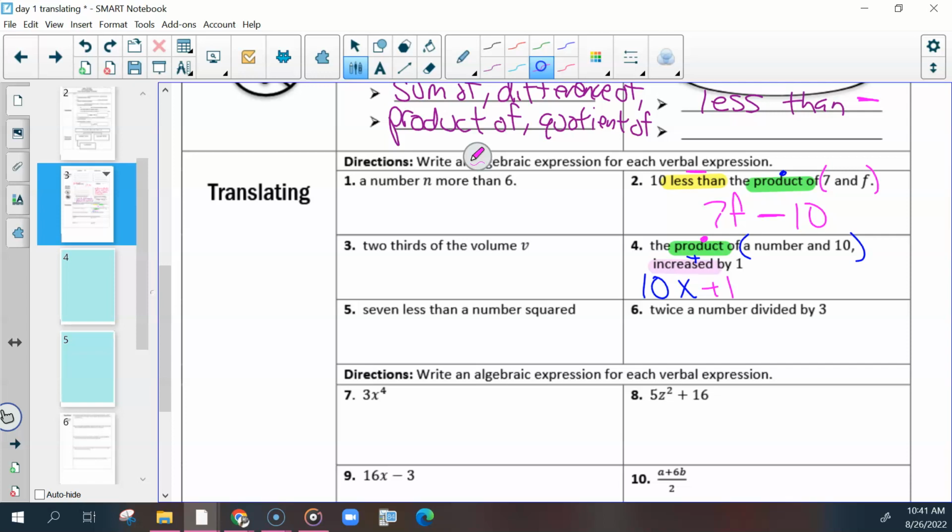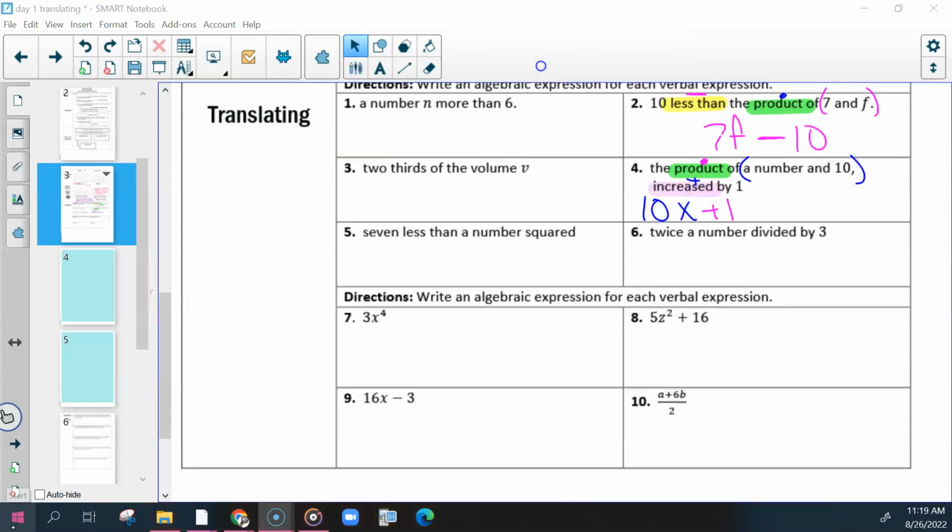So the product of a number and 10 increased by 1. And even though it says a number and 10, the order in which we write that is always going to be coefficient and then variable. All right, we'll come back and do number 6 after lunch.